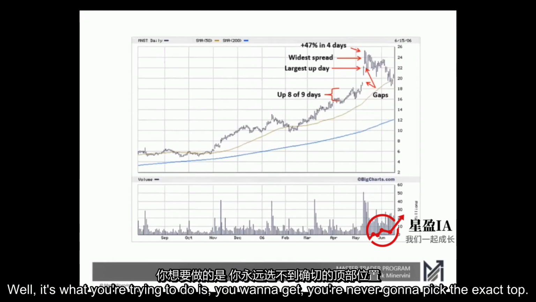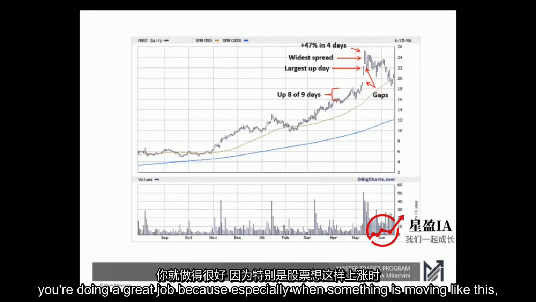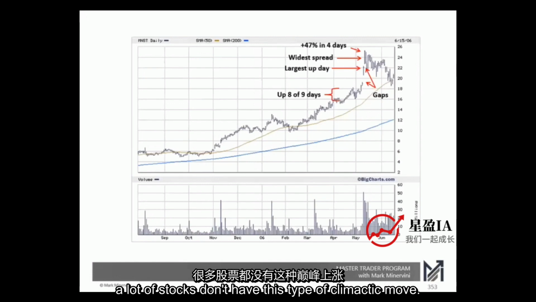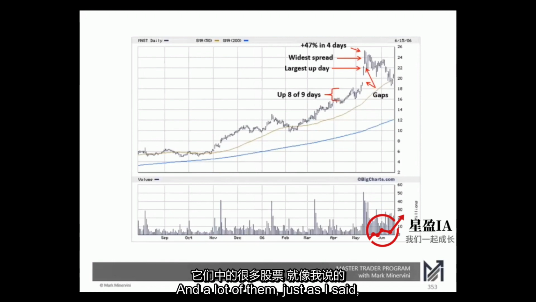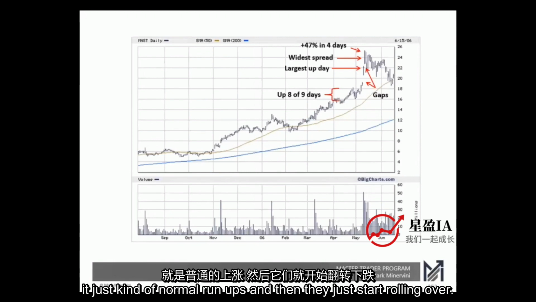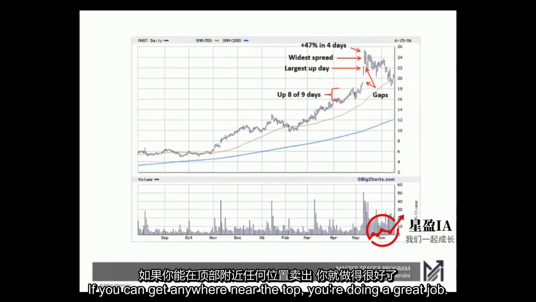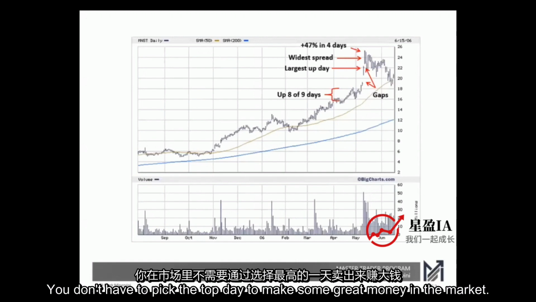Well, what you're trying to do is, you're never going to pick the exact top. I always say if you can get within 10 or 15% of the top, you're doing a great job, especially when something is moving like this. A lot of stocks don't have this type of climactic move, and a lot of them just have, just as I said, kind of normal run-ups, and then they just start rolling over. But the key is, if you can sell into strength, that's great. But if you can get anywhere near the top, you're doing a great job. You don't have to pick the top day to make some great money in the market.